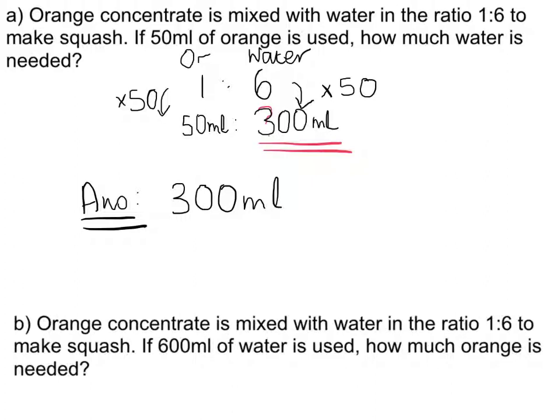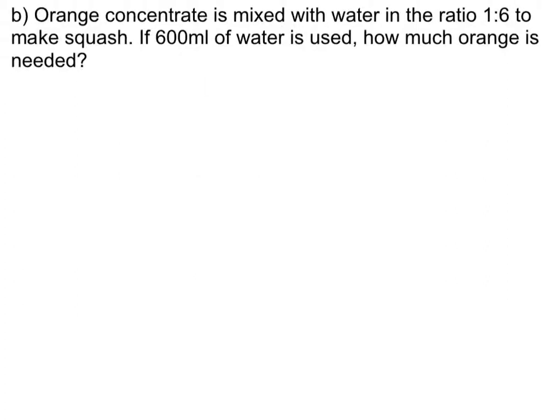Okay, a similar question, except we're going the other way. Same problem. To make squash, we mix concentrate with water in the ratio 1:6. However, I'm now being told that I've got 600 millilitres of water and I want to work out how much orange I need. So again, I might just label my columns just so I don't get confused later on.